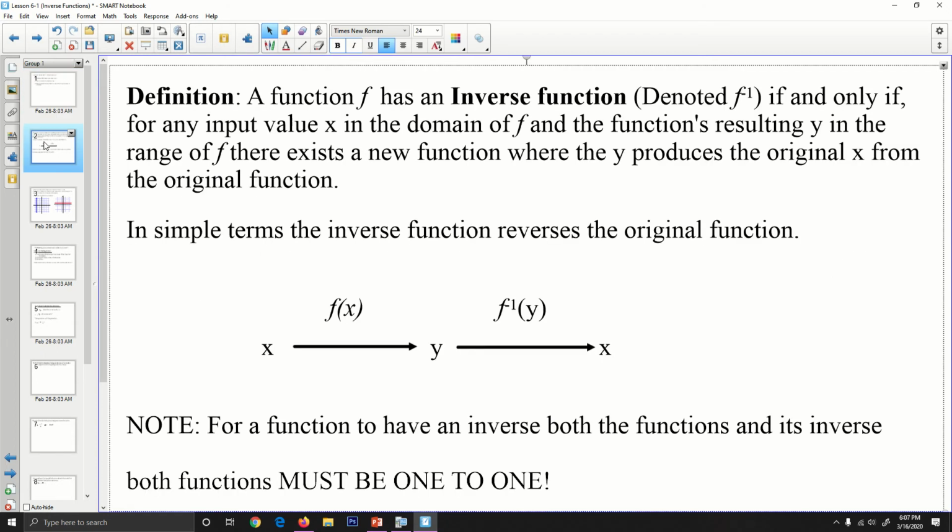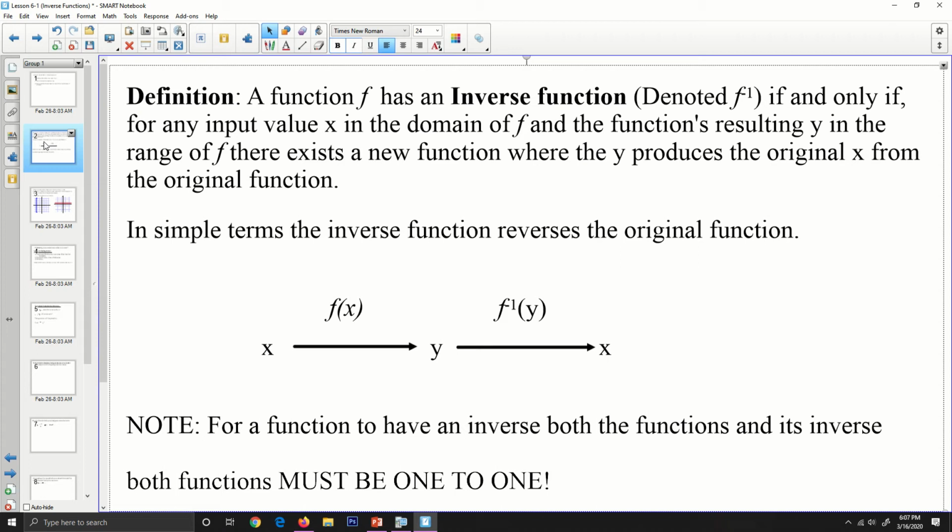So let's talk about the definition here. A function f has an inverse function denoted f with what looks like a -1 power, but when it's on the function notation, it's going to imply inverse, if and only if for any input value x in the domain of f and the function's resulting y in the range of f, there exists a new function where the y produces the original x from the original function.